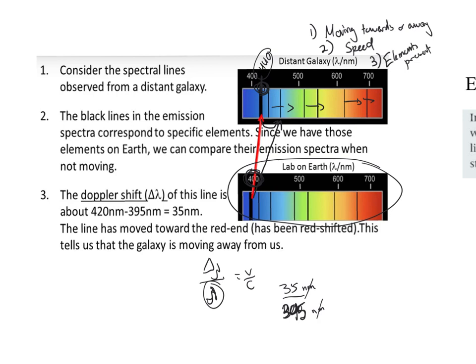And then you multiply it by the speed of light to find the speed of the actual distant galaxy, if it's moving towards or away. Here we notice that it's redshifted, so it's definitely moving away, hence why the wavelength increased.